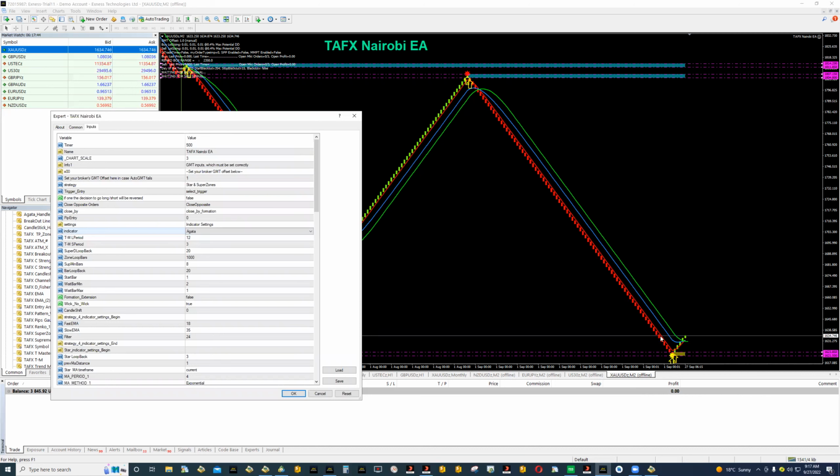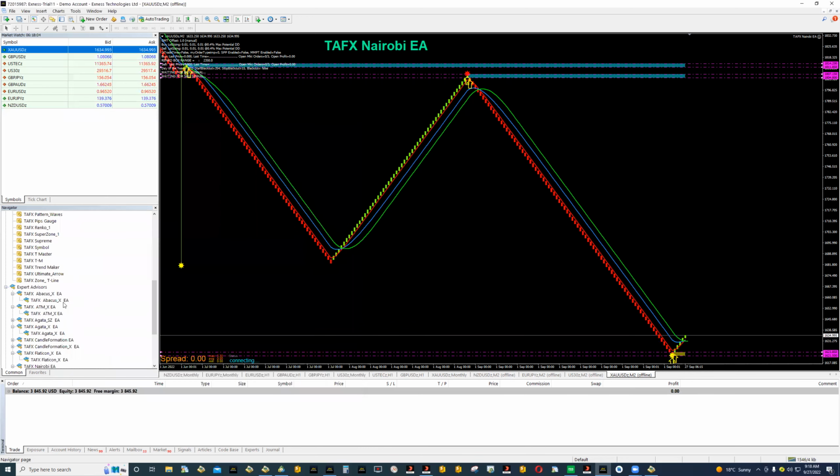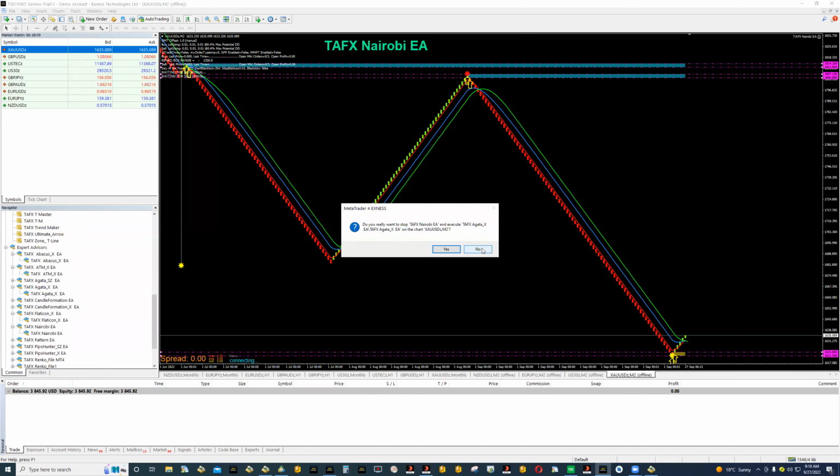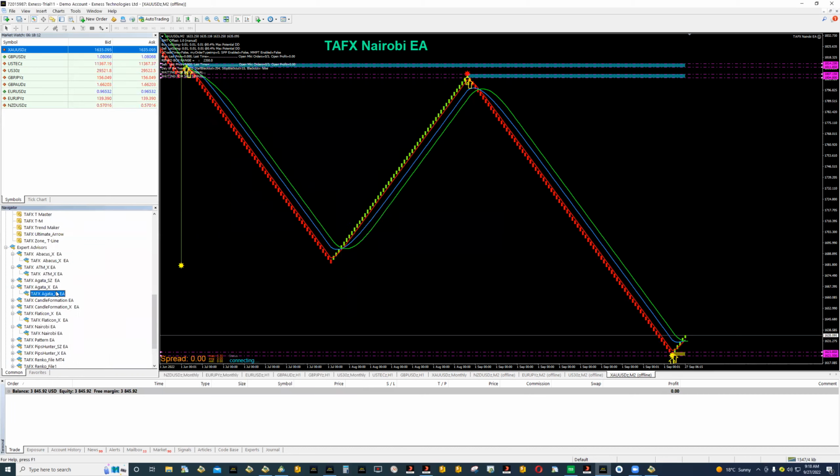Let's say there is an entry in Superzone, and maybe you are working with the Agatha in your live account. You just go there and set the Superzone, right? And maybe let's say it is a buy, right? So you can just go. Let me show you something here. This is Nairobi, sorry, not Agatha. We have the Agatha here, so that's why when I talk about the Agatha, I was thinking about it.